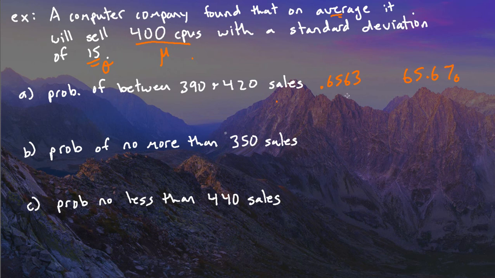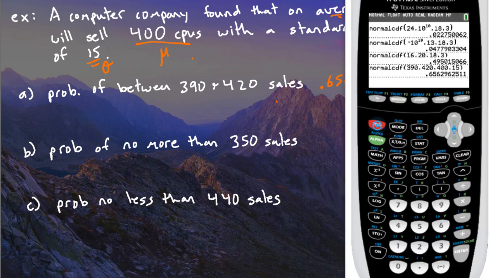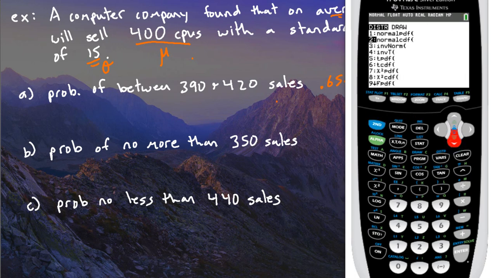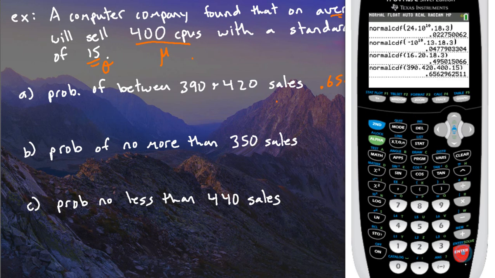How about the probability of no more than 350 sales? So if I go to my distribution, normal CDF, and my lower, well, no more than, so negative 10 to the 10th. My upper bound is 350. And we'll go ahead and paste that, and we'll press enter. And now we get this e to negative 4.